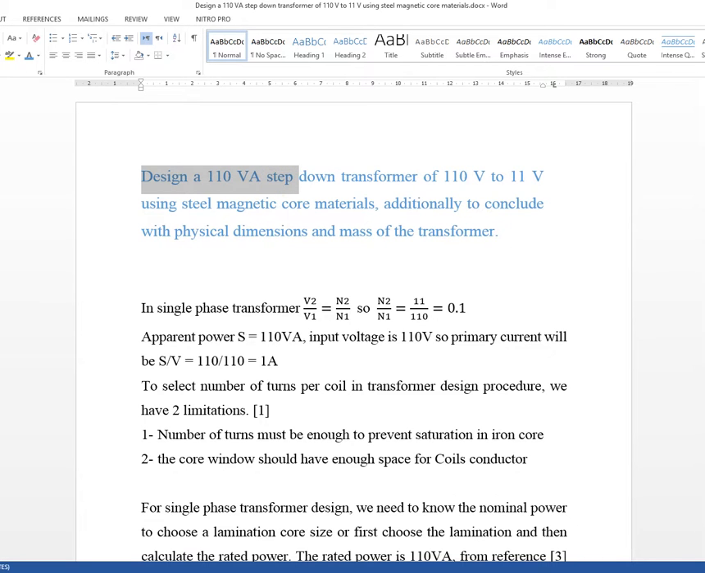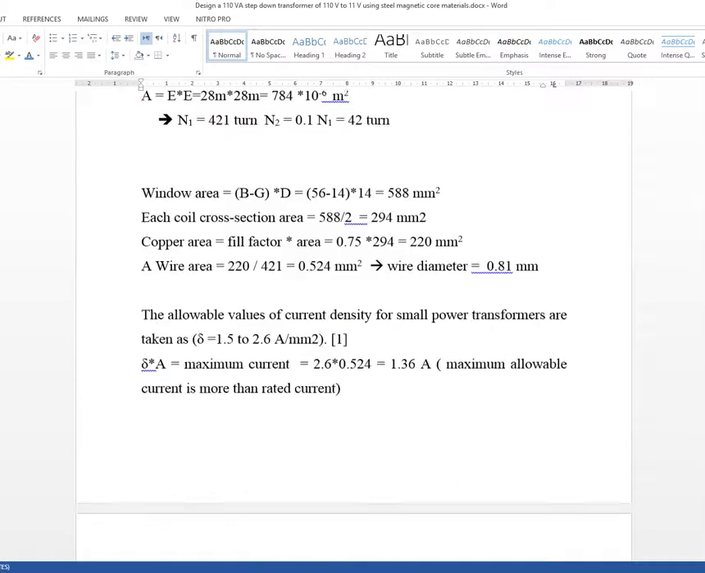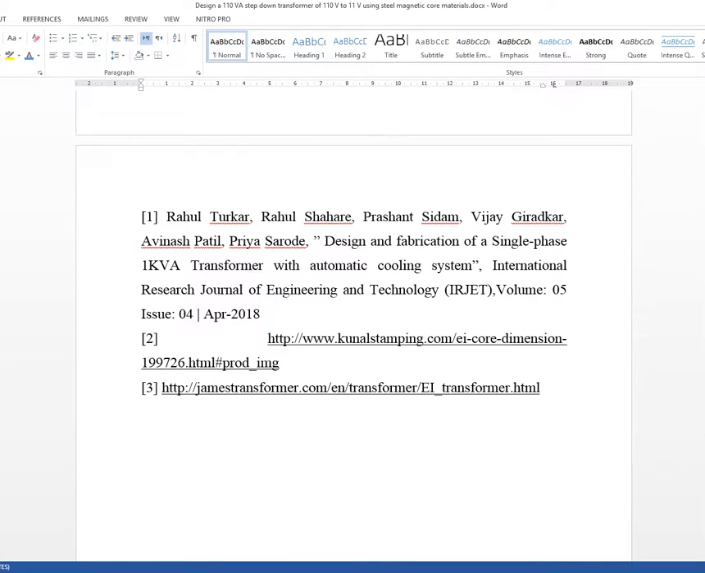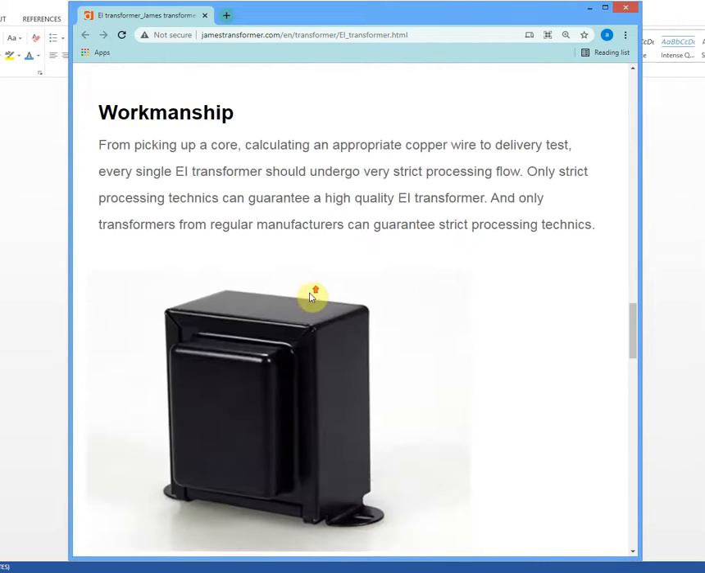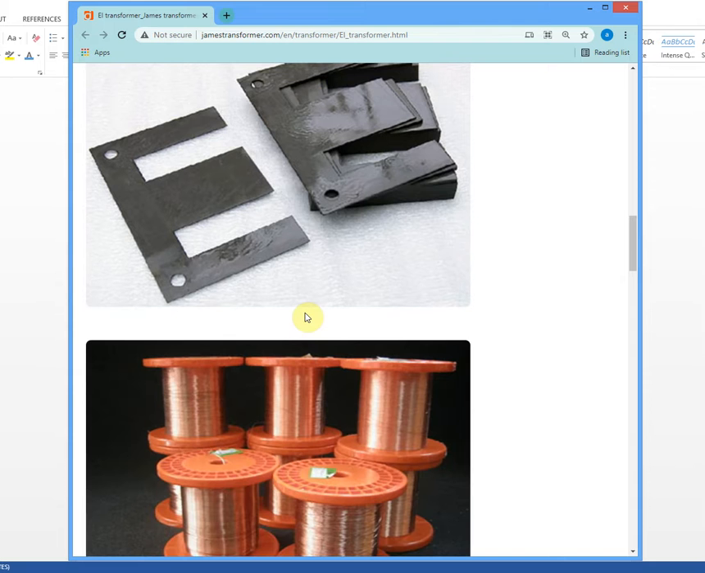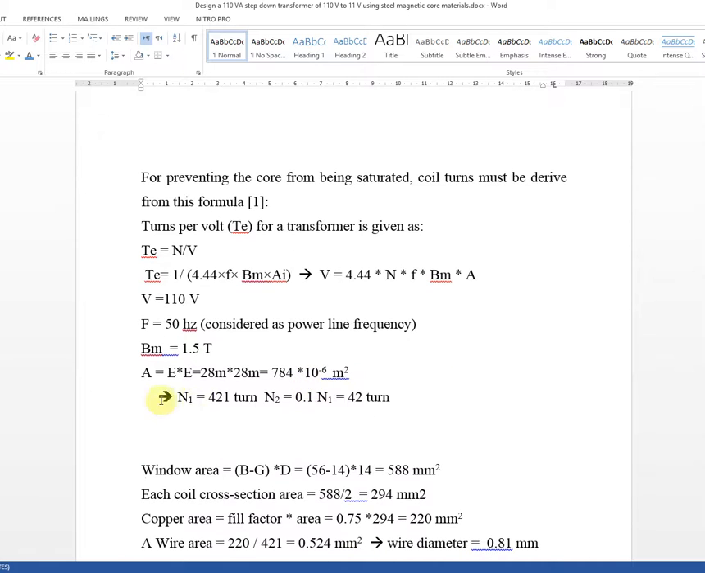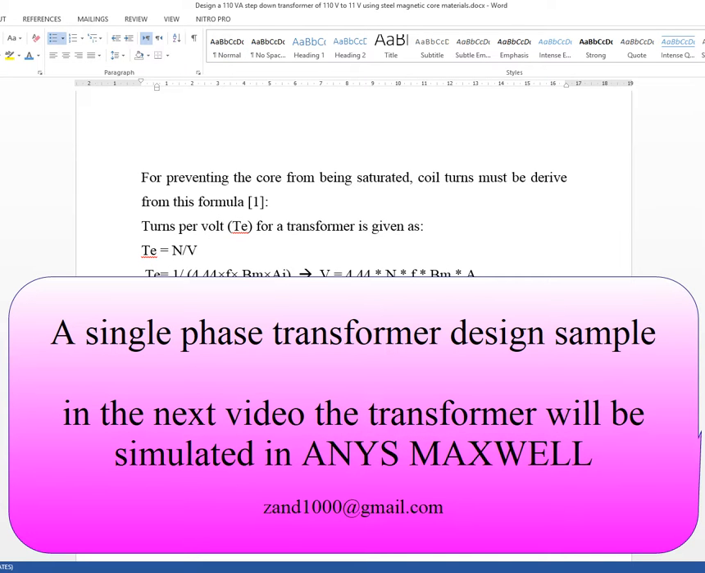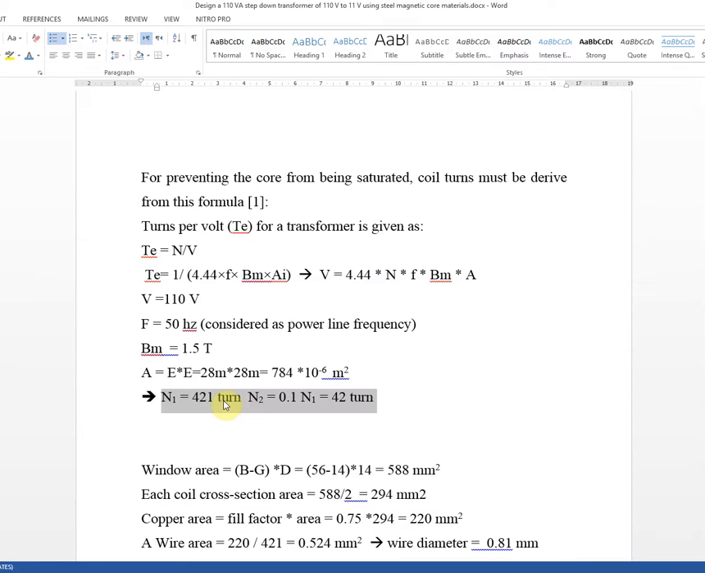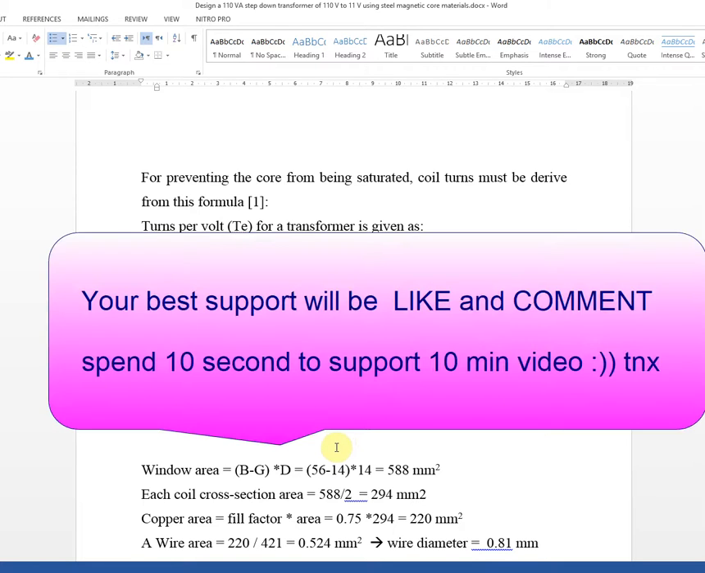The design of the transformer is finished. We have an EI iron core, as we can see in the picture, and we will have 421 turns for the primary coil winding and 42 turns for the secondary winding. Here the transformer design is finished, and I think it's very good to simulate this design in software like Ansys Maxwell.